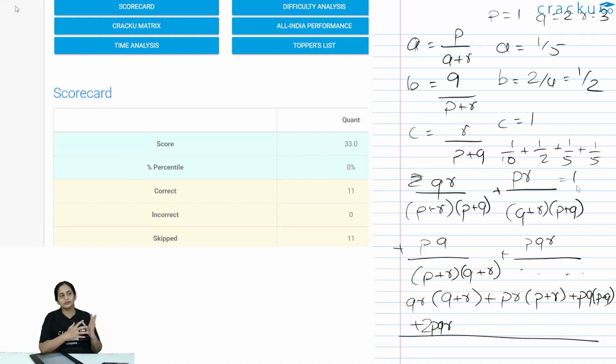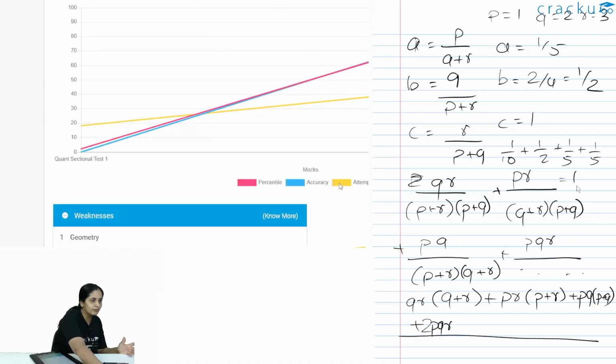If you are not using Cracku's mocks also, keep across all the mocks that you give, across all the sectionals that you give, write down your sectional scores, write down your sectional percentiles, and also write down for each section or mock you give, what was your attempt rate and what was your accuracy percentage. This is something that you see over here. So this is important. Your attempt rate and accuracy, you have to keep seeing how it improves over time.